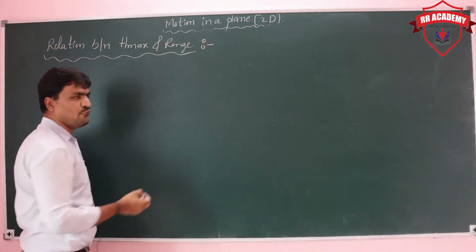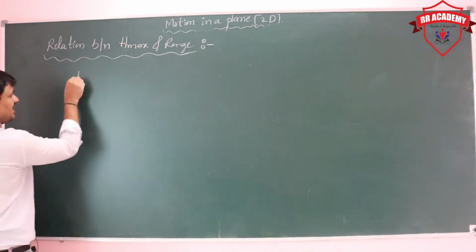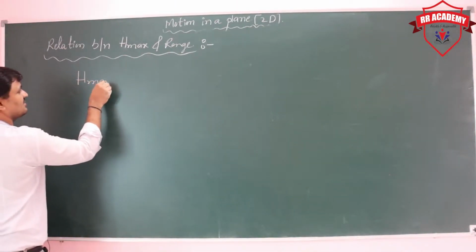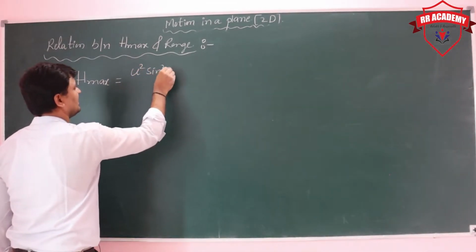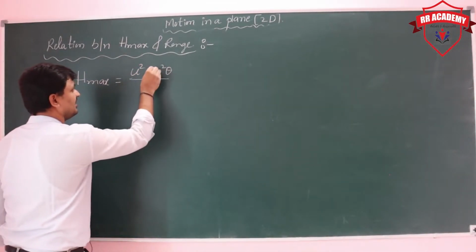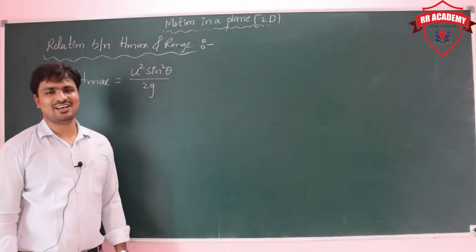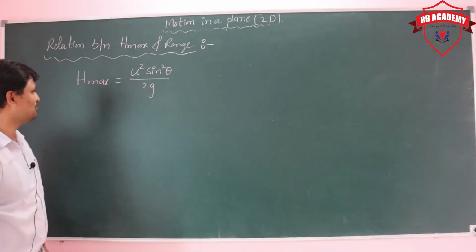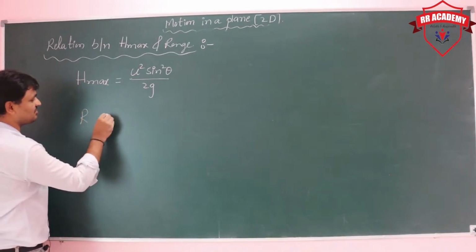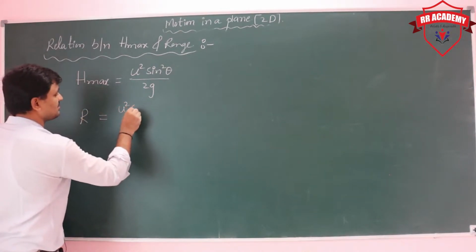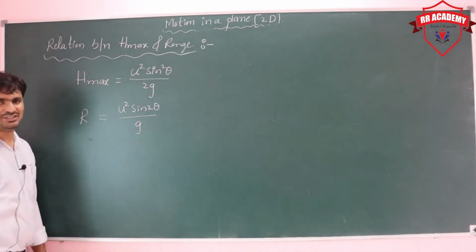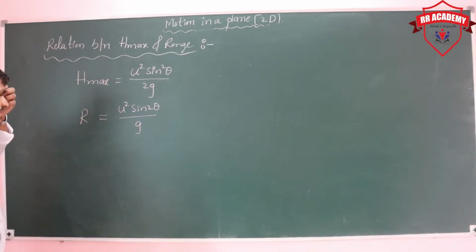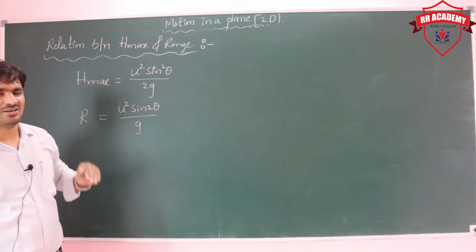Generally we know that the maximum height H max is equal to u square sin square theta by 2g. And also the range R is equal to u square sin 2 theta by g. So these two equations look similar, but they are not.